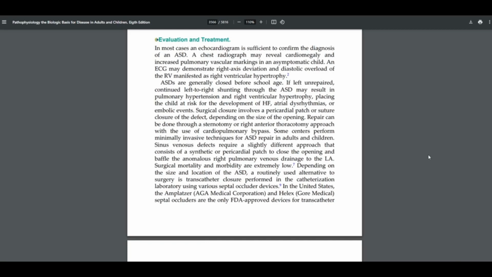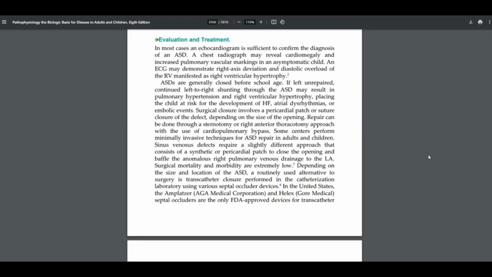If left unrepaired, continued left to right shunting through the ASD may result in pulmonary hypertension and right ventricular hypertrophy, placing the child at risk for the development of heart failure, atrial dysrhythmias, or embolic events. Surgical closure involves a pericardial patch or suture closure of the defect, depending on the size of the opening. Repair can be done through a sternotomy or right anterior thoracotomy approach with the use of a cardiopulmonary bypass. Some centers perform minimally invasive techniques for ASD repair in adults and children.